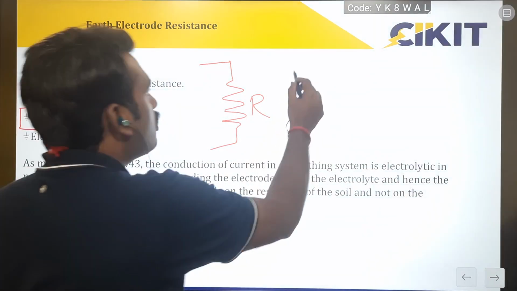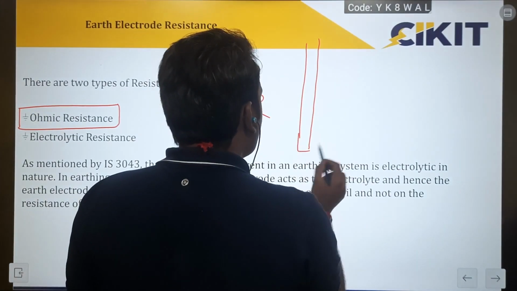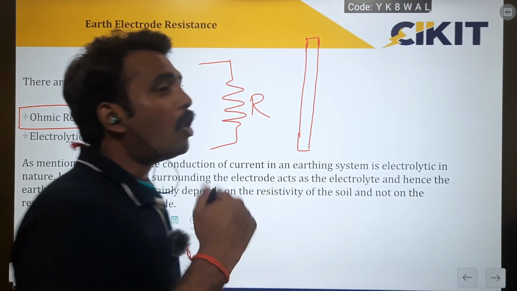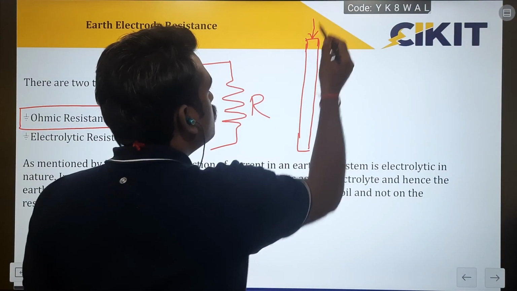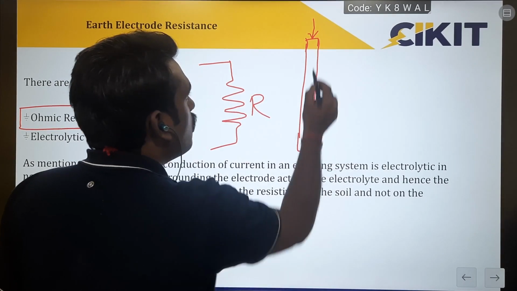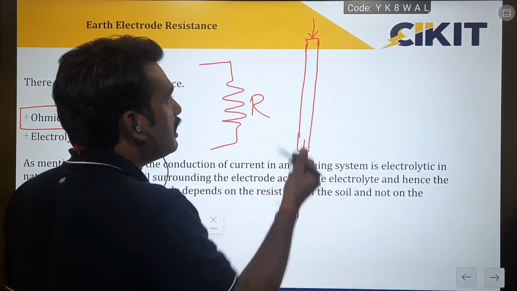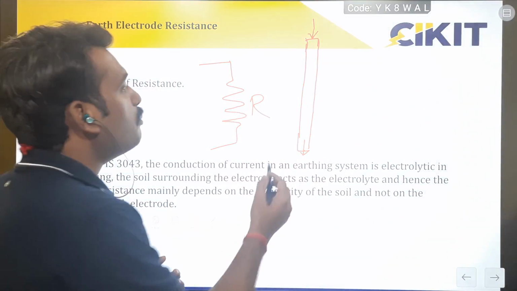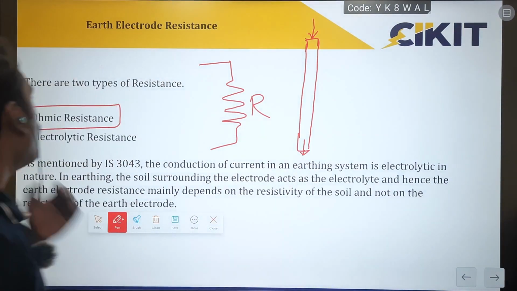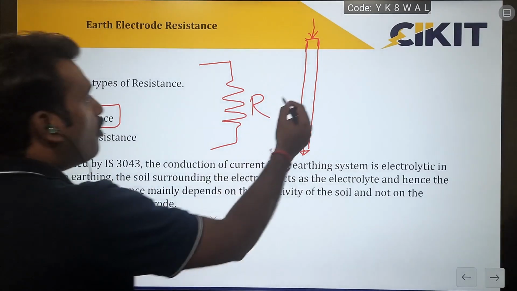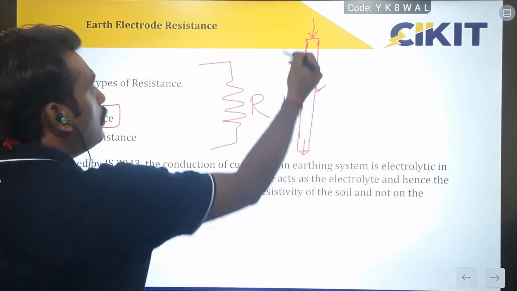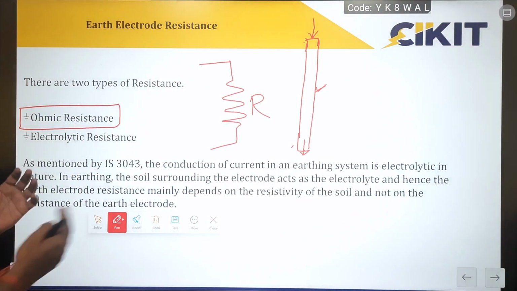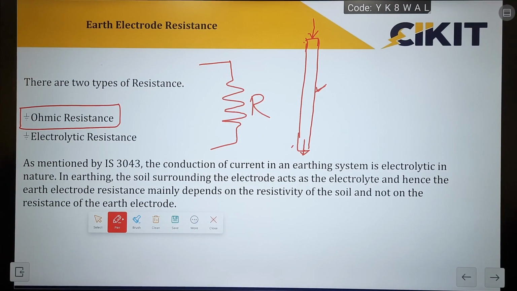If you take any conductor as an example, resistance is the property of the material to oppose the flow of current from one end to another end. So if the current is entering at this point, the current traveling through this conductor will face some opposition. That is called ohmic resistance. So it is the resistance offered by this material to the current flow from one end to another end of the same material. Here the entire conduction is taking place in the same material only. So that is called ohmic resistance.